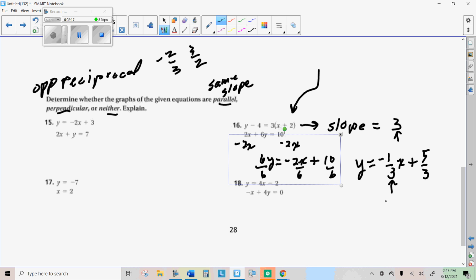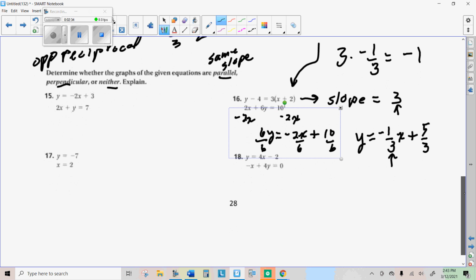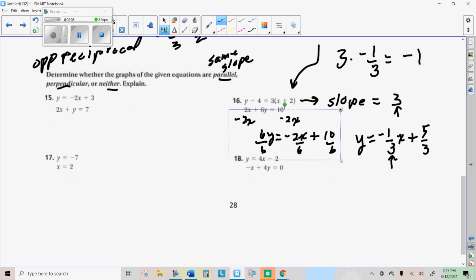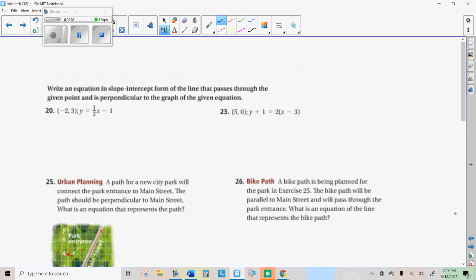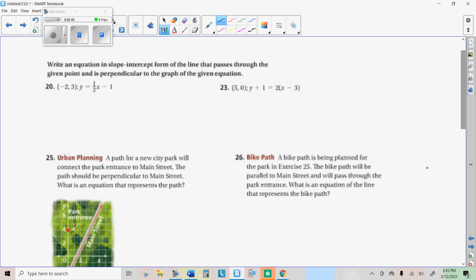Those are opposite reciprocals. Now if you get decimal numbers or you forget, remember that if you multiply opposite reciprocals, they'll equal -1. So if 3 times negative 1/3 equals -1, that's a way to check to see if they're opposite reciprocals. And I think they do. All right. On your assignment for today, I just wanted to do a couple with you, get you going on these.